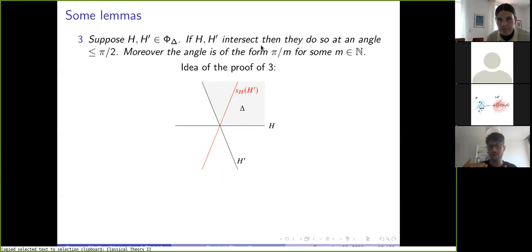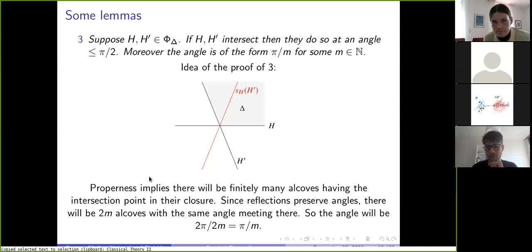And the idea is, like for the first claim there, if it was greater than pi over 2, you could just take the reflection of the hyperplane here. You can take the reflection of one of the hyperplanes, and the image of the other hyperplane will land in the alcove, which is a contradiction because alcoves are basically defined by just taking away all the hyperplanes.